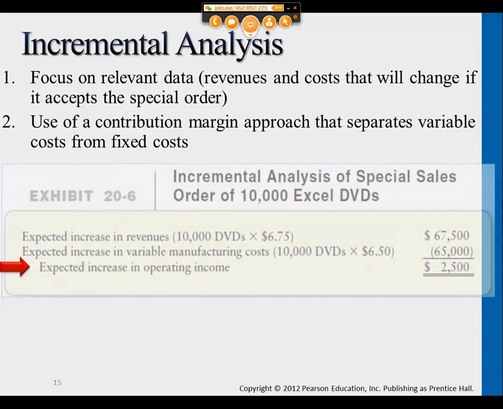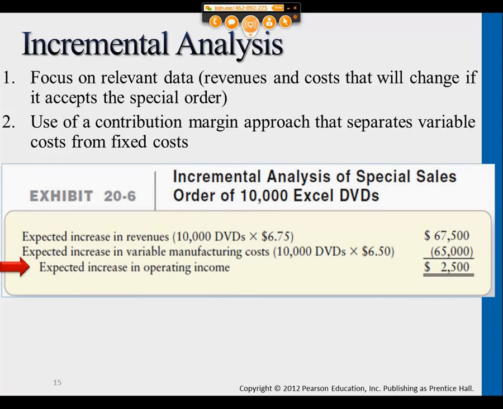We have Exhibit 26 here that shows us a special sales order that increases our revenue. So let's look at what happens here. We focus just on relevant data in incremental analysis. We'll look at our revenues and costs that change if the special order is accepted. And we'll use the contribution margin approach that separates the variable and the fixed costs.